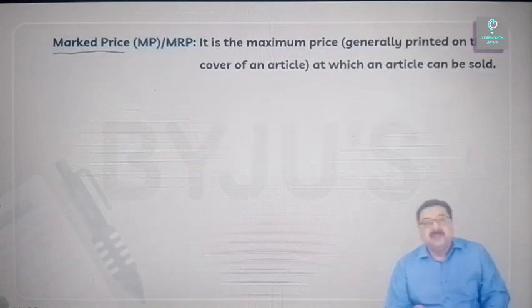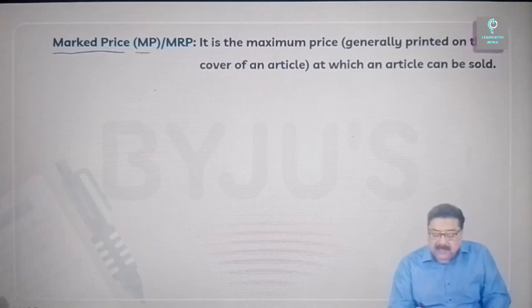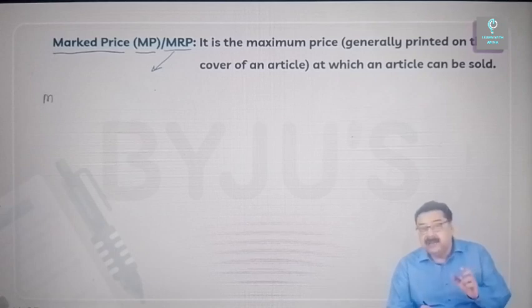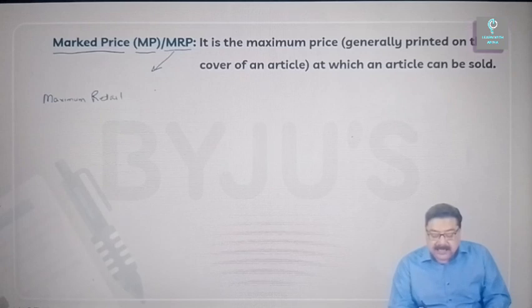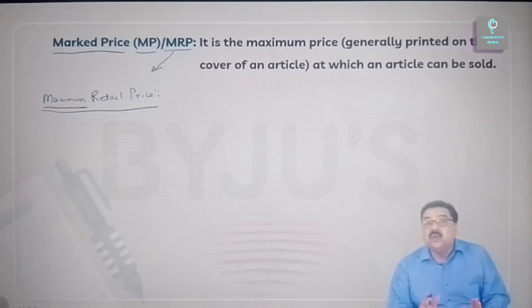Marked price, which is also known as MRP. In short, marked price is written as MP. It is also called MRP. MRP, which is written on all the items that you buy, is nothing but the maximum retail price. Kindly know that it is the maximum price at which an item can get sold. Beyond this, as a seller, you are not supposed to charge the customer.